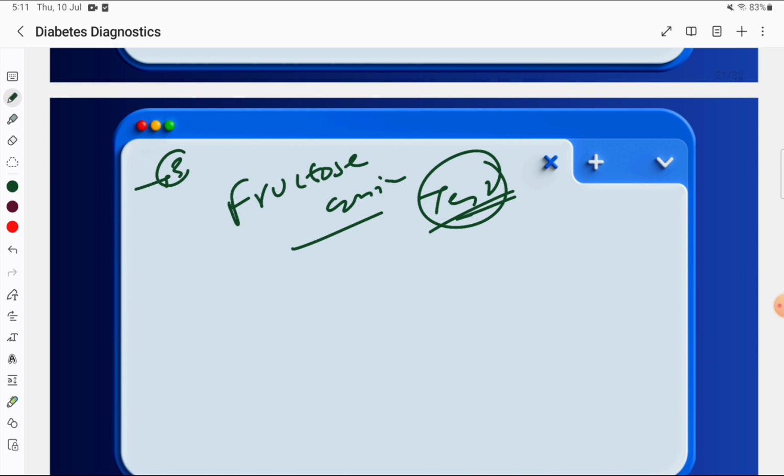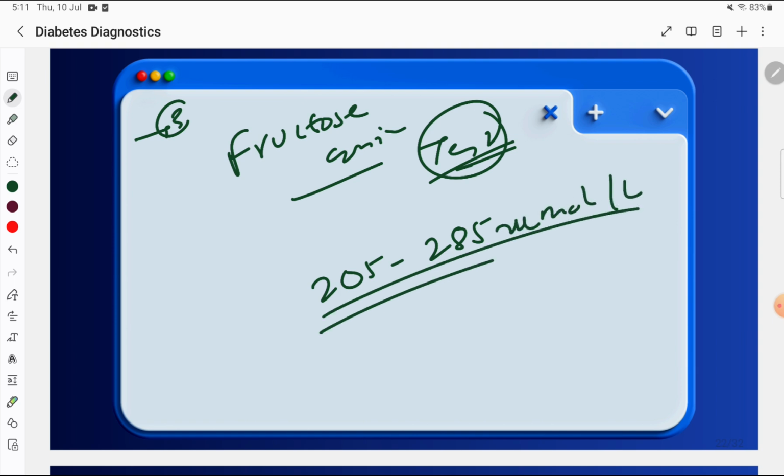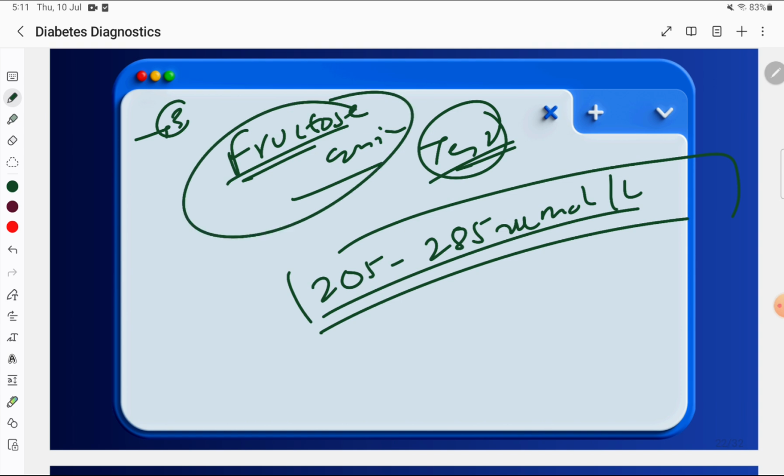Okay, so the normal range here, my friends, for fructosamine is 205 to 285 micromole per liter. Okay, you need to remember this one. And also remember that it is glycated serum proteins. Okay, fructosamine are glycated serum proteins.